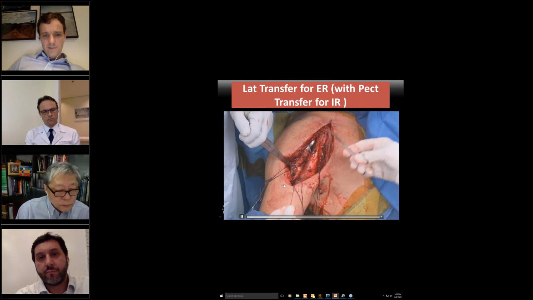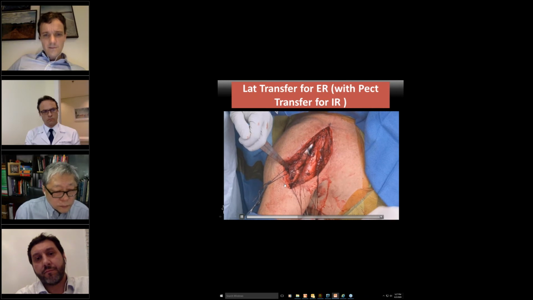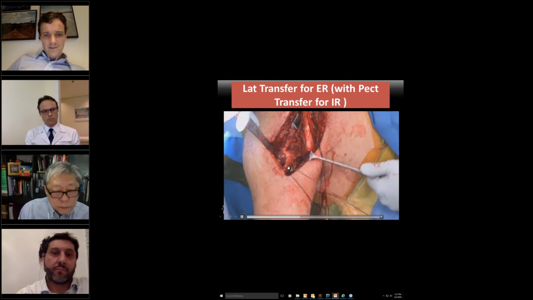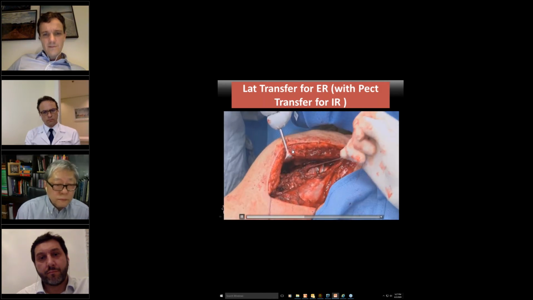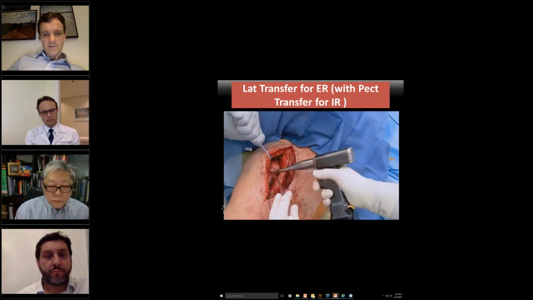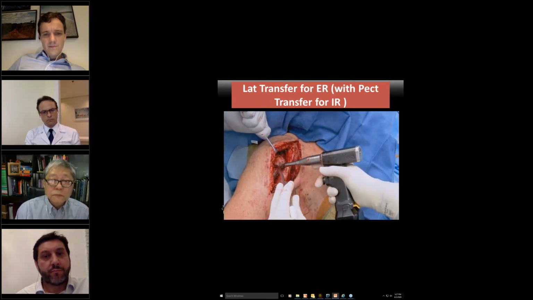This is a suture. And then you pass the latissimus from around. Notice the teres major is intact. I'm not through the teres major, I'm distal to the teres major. So hopefully the effect on the teres major will be there. And I don't go too proximal with the latissimus.